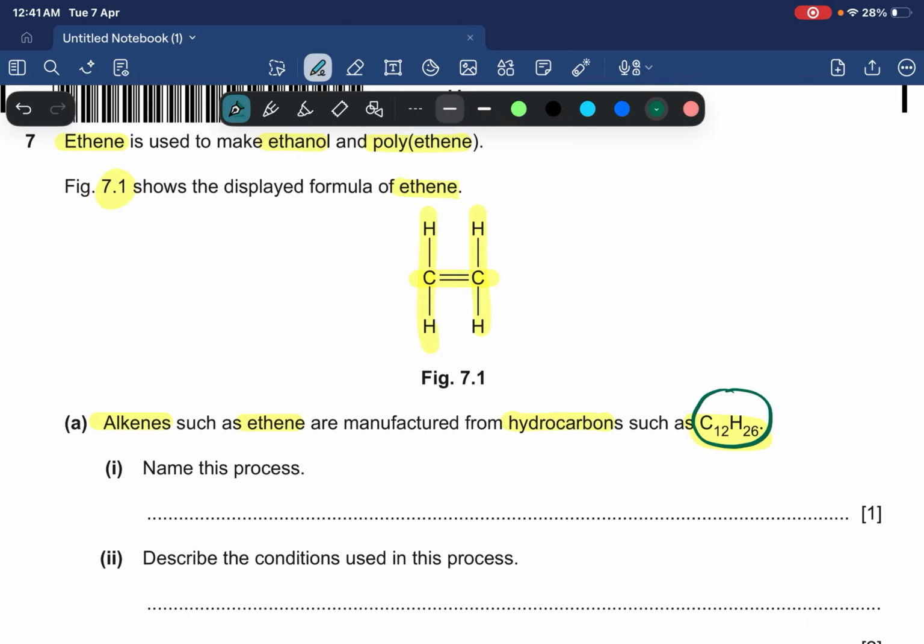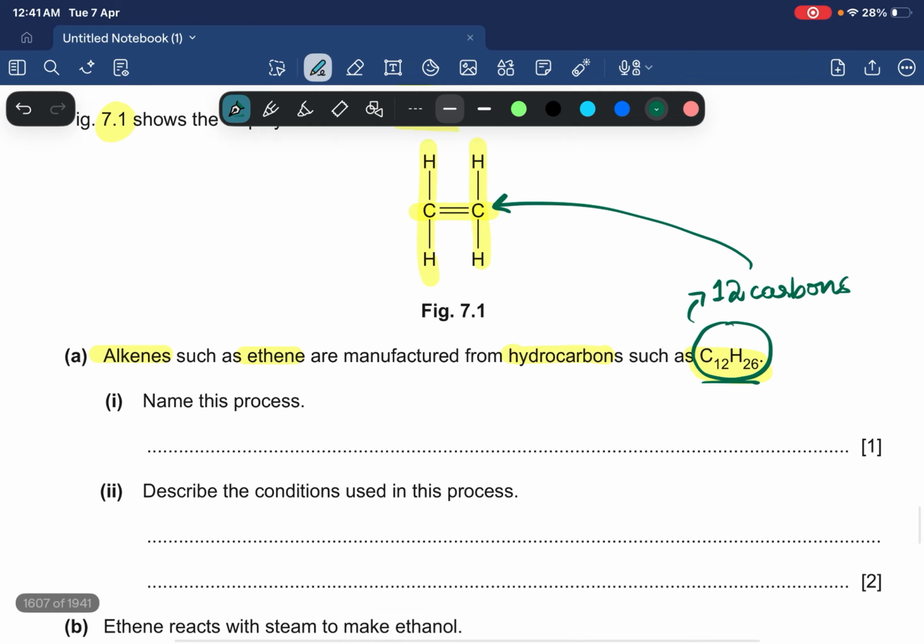What is the examiner trying to tell us? That there's a hydrocarbon that has 12 carbons in it, and we are making a product that has 2 carbons from it. So what we're doing is breaking that hydrocarbon into smaller things, and the process is called thermal cracking, or you can say cracking. So either it's catalytic cracking or thermal cracking, but the process itself is cracking.